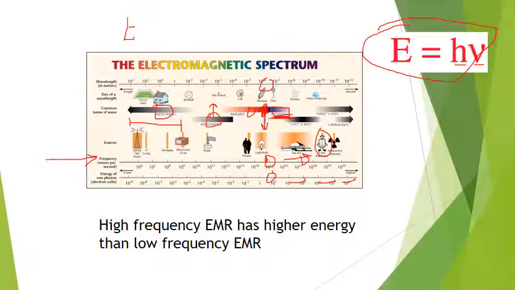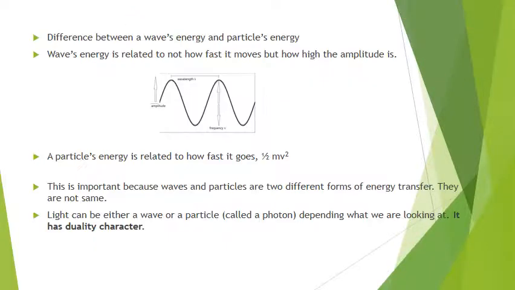Okay, so that sort of gives you an idea about the electromagnetic spectrum. So let's look at waves a little bit more, and particles. There's a difference between waves and particles, obviously. One of the big differences is their energies. A wave's energy, and we talked about this before, is dependent on how big the wave is. A particle's energy is how fast it goes. So it's different. It's important to know the difference between these two.